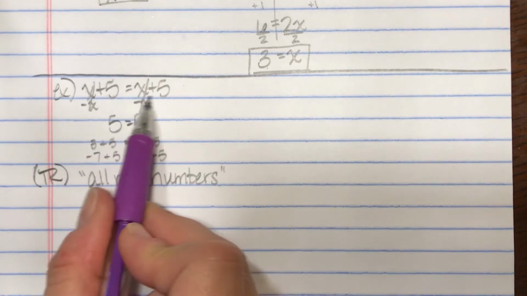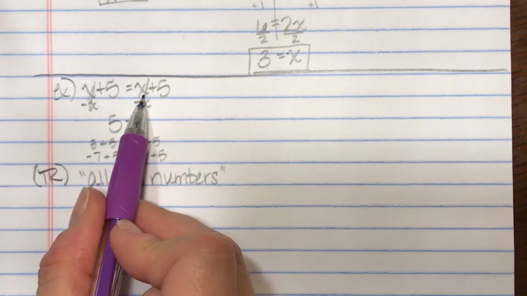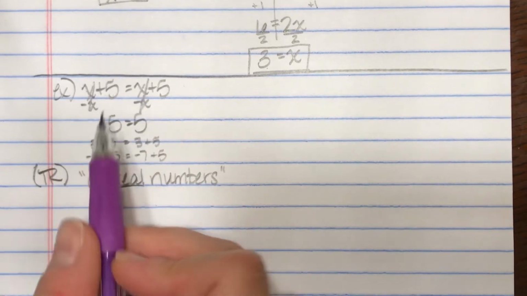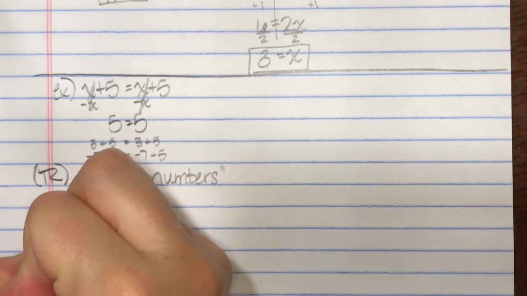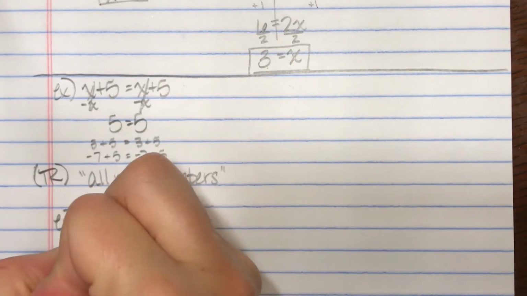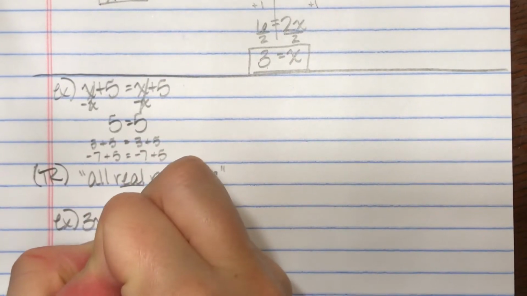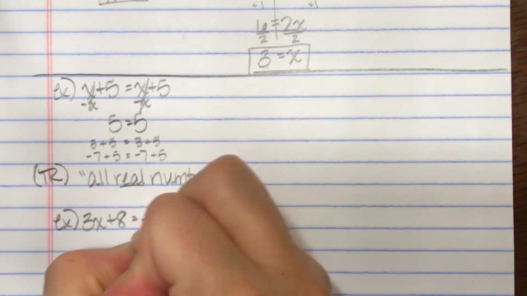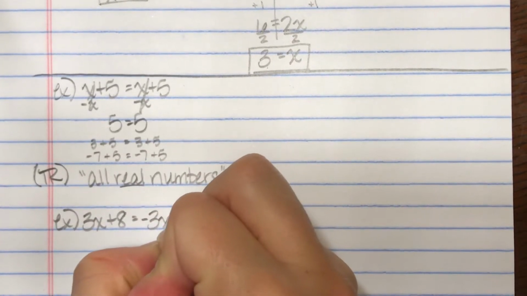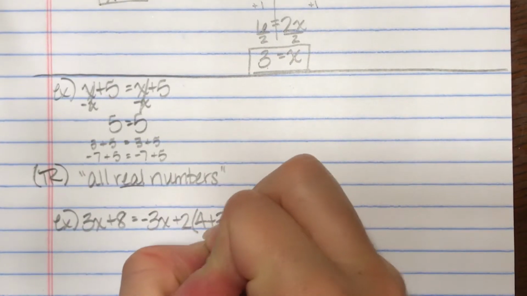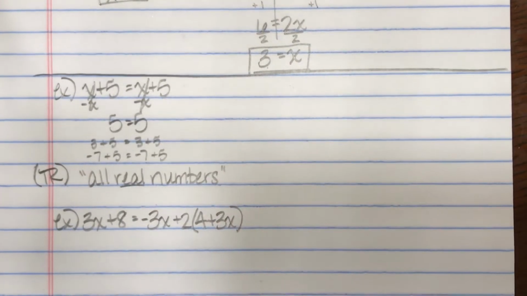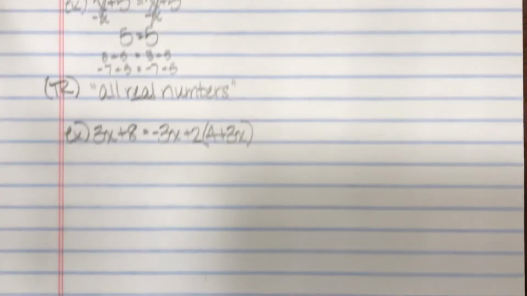This one was pretty obvious, right? The same exact expression on both sides is obviously always going to be equal no matter what we plug in. Where it gets tricky is when we start seeing slightly more complicated ones like 3x plus 8 equals negative 3x plus 2 parentheses 4 plus 3x. Yeah, I said slightly more complicated. Maybe that was a lie.